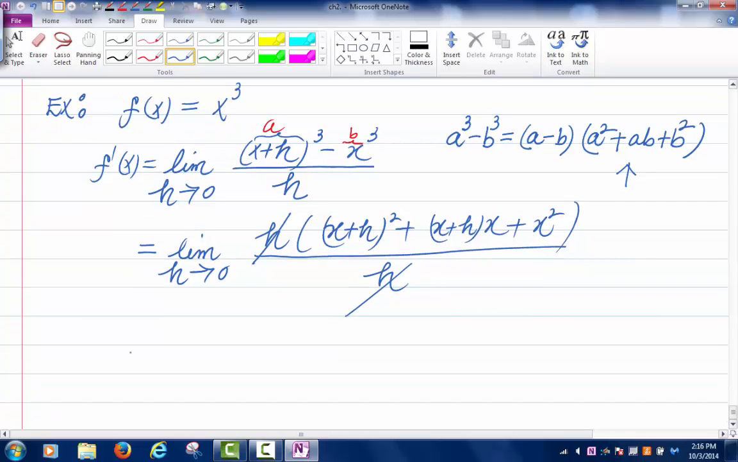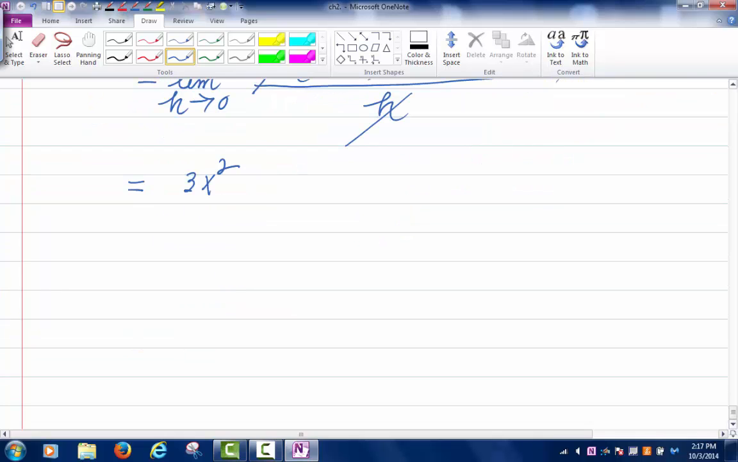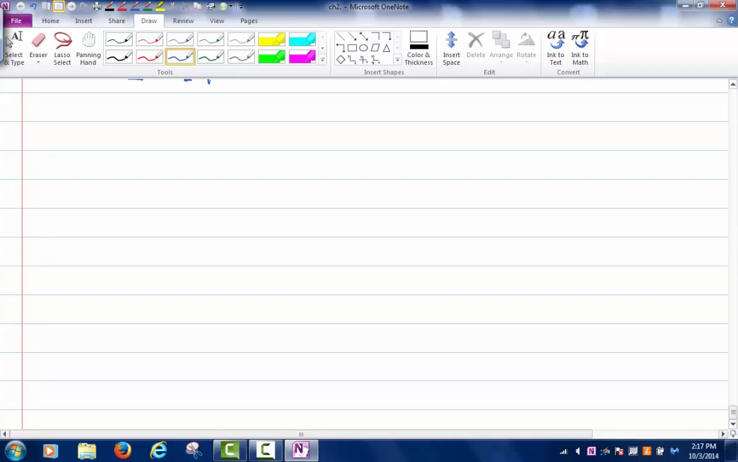And now notice what happens if I plug in 0 for h, right? What happens when I plug in 0 for h? Now, what do I get here? If I plug in 0 for h, what do I get? What do I get here when h is 0? So how many x squared do I have? So I get 3x squared. Is that making sense? So I am going to do one more, and then I'll tell you what the rule is.